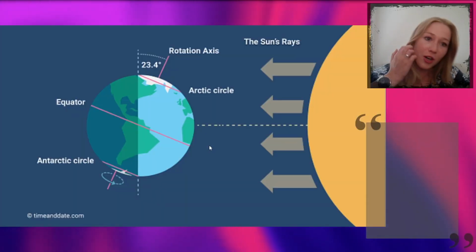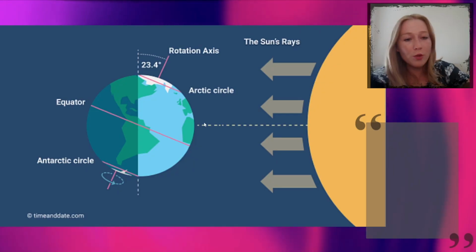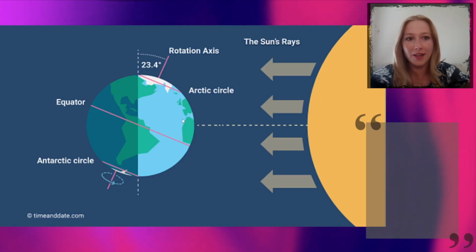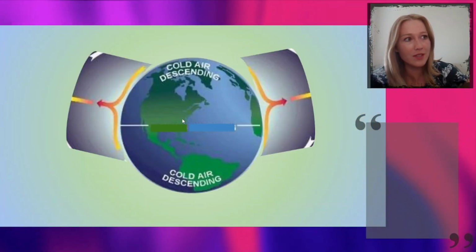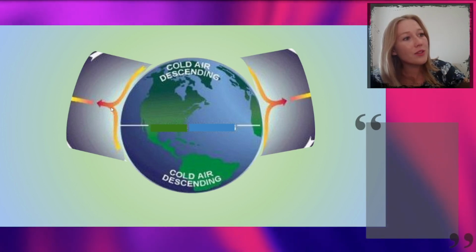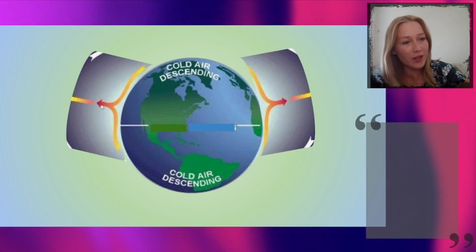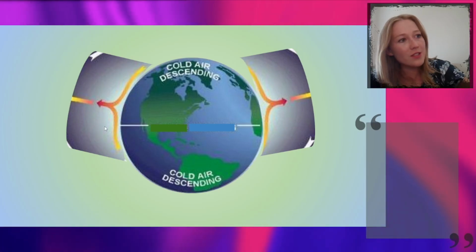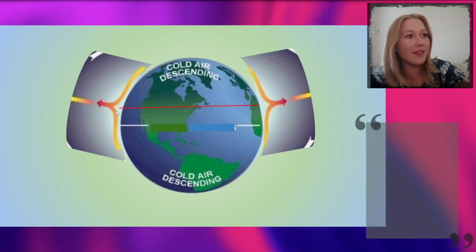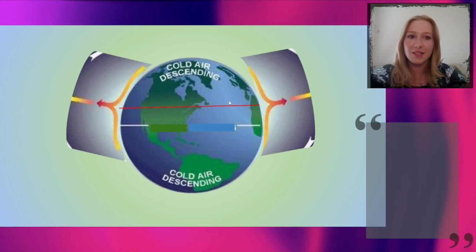Then, in the other half of the year, where the northern hemisphere gets the most sunlight, the same thing happens in the northern hemisphere. Now, this is the part of the world with the most heating. This is where the hot air rises. This is where it converges, and that is where the ITCZ occurs.